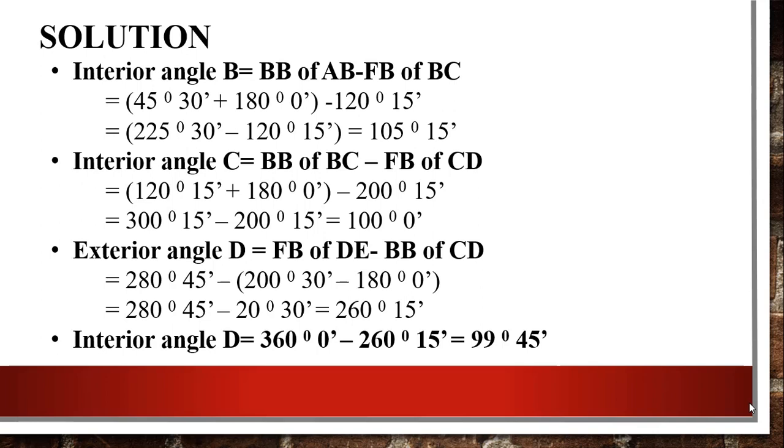Right. Now after that, as the exterior angle of D is obtained, for getting the interior angle of D you have to deduct this value of 260 degree 15 minutes from 360 degree, and you will get the interior angle of D as 99 degree 45 minutes. So basically this is the overall solution of the numerical. Okay.